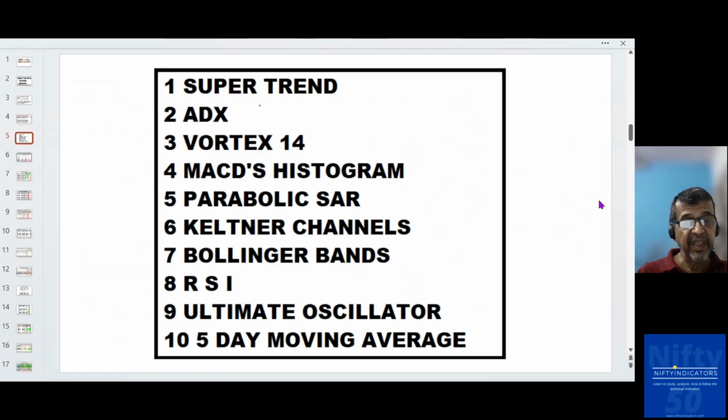These are the 10 indicators that I use normally: super trend, ADX, Vortex 14, MACD's histogram, parabolic SAR, Keltner channel, Bollinger Bands, RSI, ultimate oscillator, and 5-day moving average. Among these, parabolic SAR and RSI are my favorite.